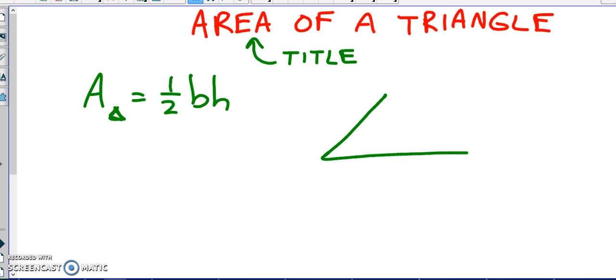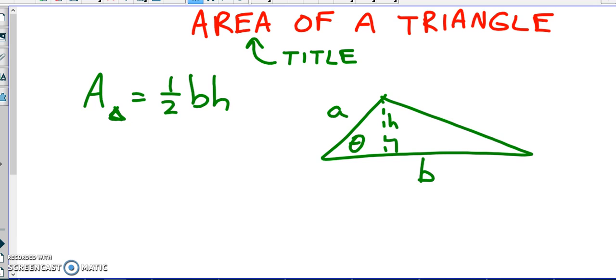So if I have some triangle, let's say something that looks like this. This segment right here would represent the height. If I let this bottom segment be B, I could let this be A. That's the area of a triangle.